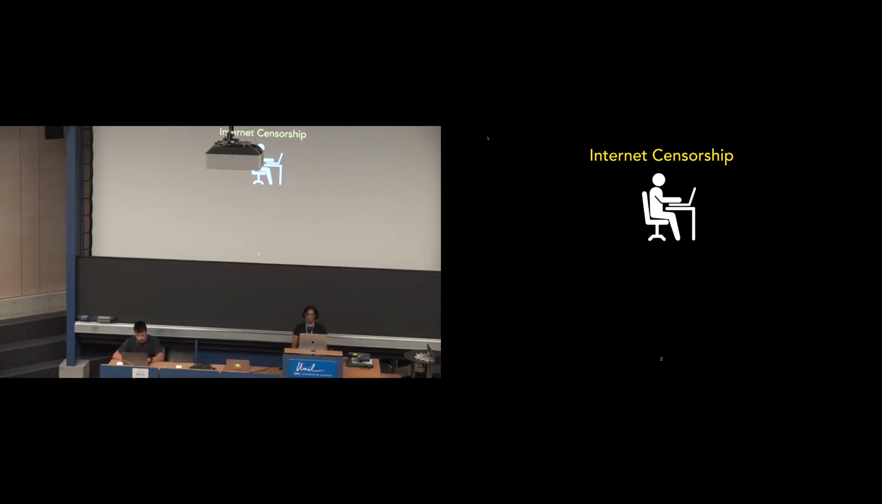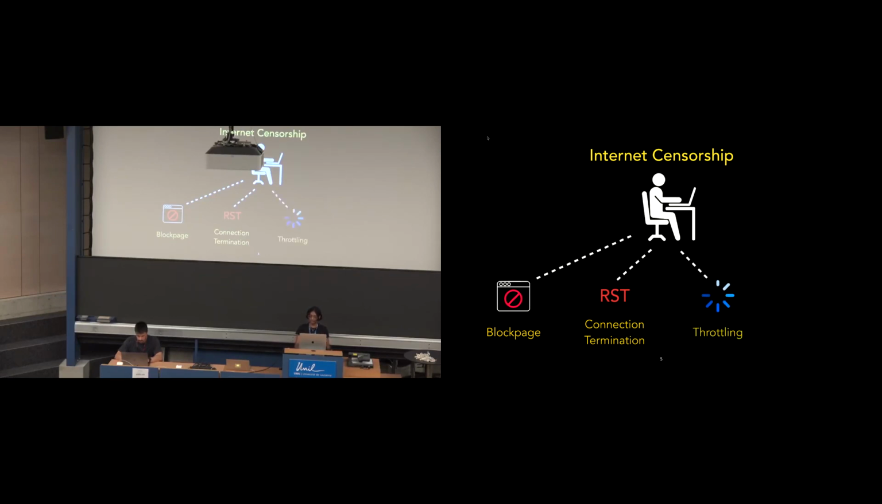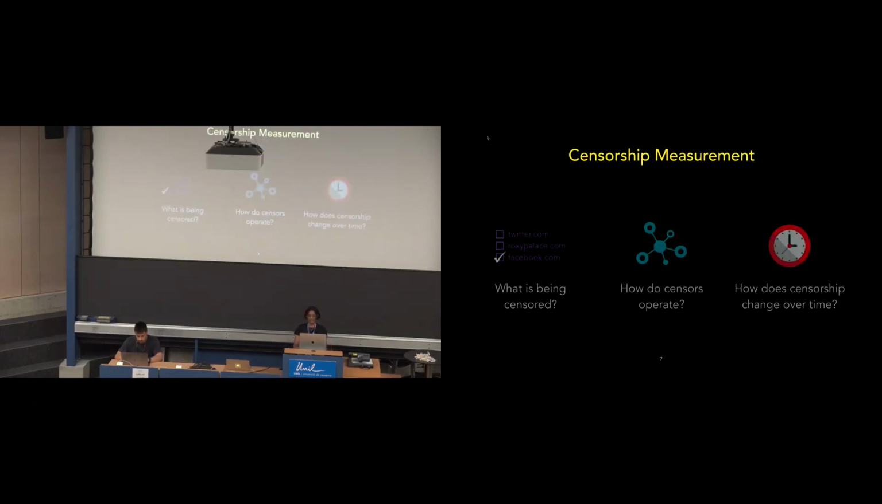This means that people inside of these censoring countries will try to access a censored web page and will end up either getting a government block page, getting their connection terminated, getting their connection throttled, or getting all of their traffic dropped completely. In an effort to combat and understand such censorship, it's important to conduct censorship measurements in order to answer questions such as what exactly is being censored, what domains are being censored, how censors operate, and how censorship changes over time.